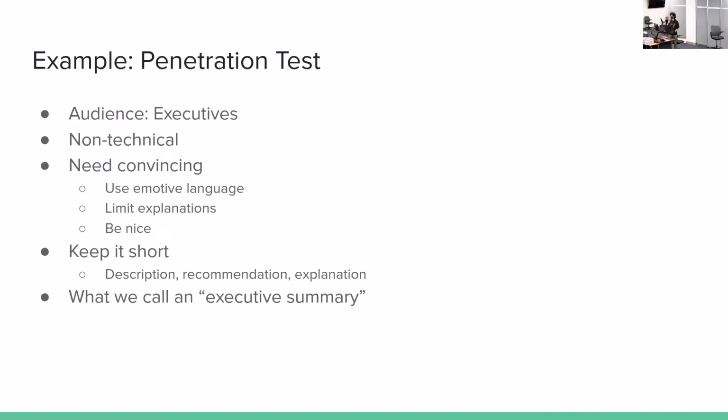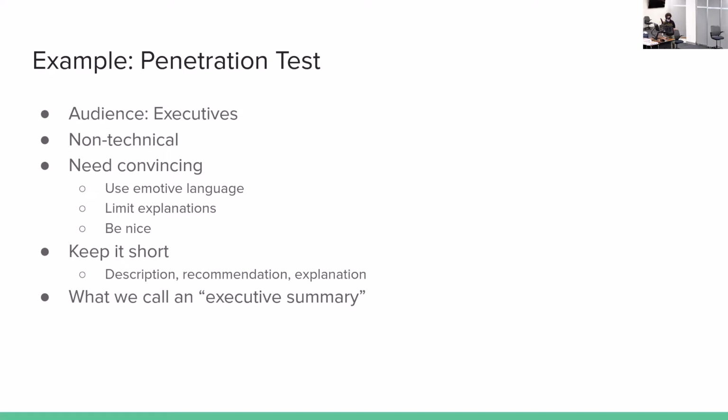In general, you want to keep your communications with executives pretty short. These people consider their time to be very, very valuable, and you don't want to take up a lot of it. Ideally, you're breaking this down into three major parts: a description of the problem, a recommendation for fixing the problem, and an explanation of why they should take your recommendation. We like to call this an executive summary. If you're putting it in your report, it's going to be 1 page, no longer than that.